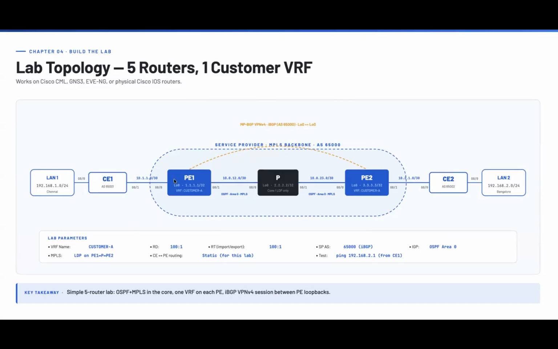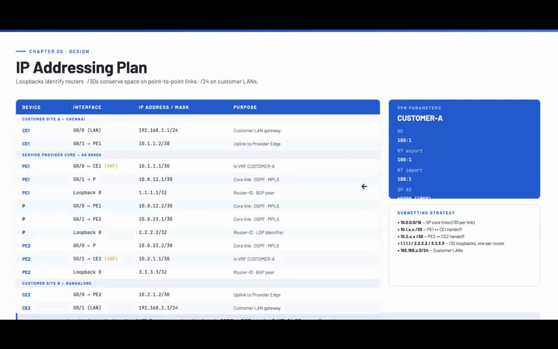For C to PE, I'll use static routing in this lab, and I will do a ping test of this IP from LAN 1. See, a simple firewall lab. I'm going to use OSPF, MPLS and one VRF on each PE. So here we'll also form an IBGP VPNv4 session between the PE1 and PE2 loopback IPs, 1.1.1.1 and 3.3.3.3.